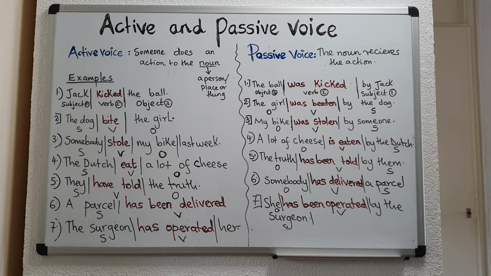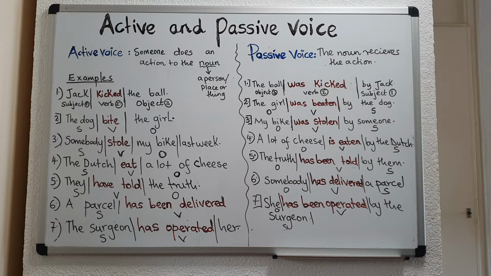Look at example 3. Somebody stole my bike last week. Somebody is the subject. Stole is the verb. My bike is the object. So if you like, the definition of a sentence which has an active voice is a sentence in which someone does an action to the object. Okay? Someone does an action to the object. The first sentence, Jack is doing something to the ball. The second example, the dog is doing something to the girl. Example 3, somebody is doing something to the bike.